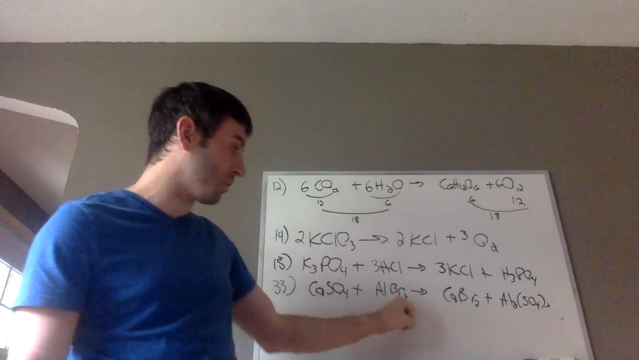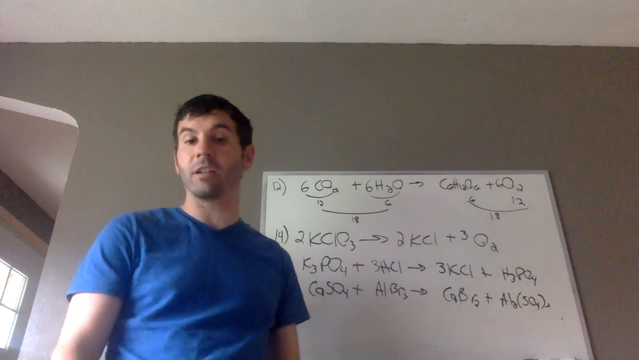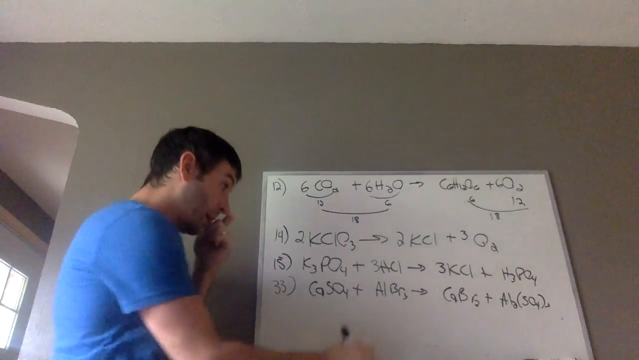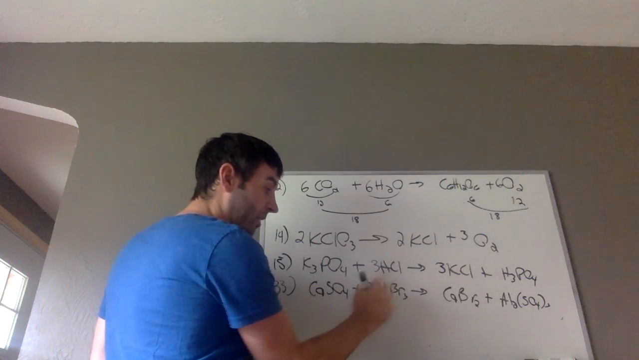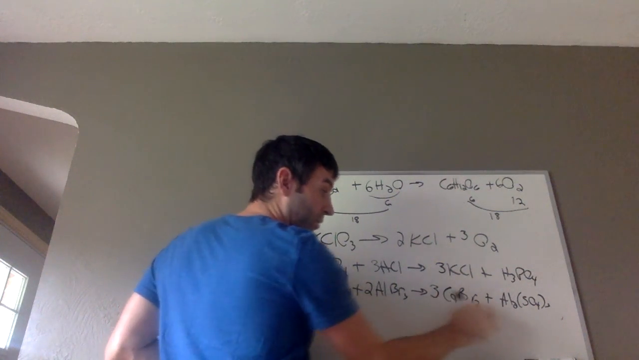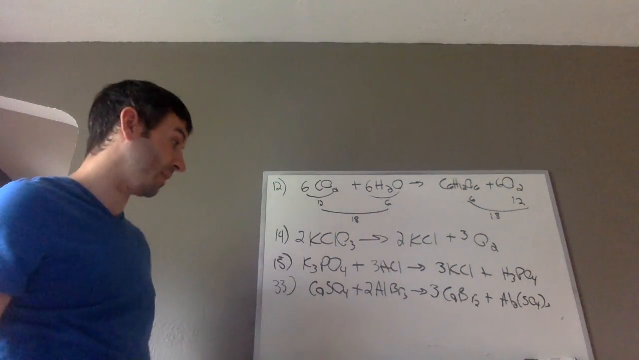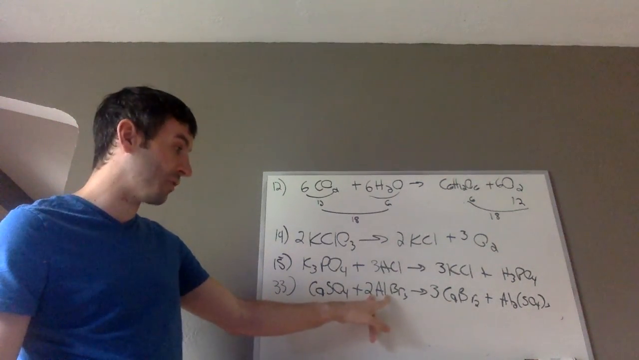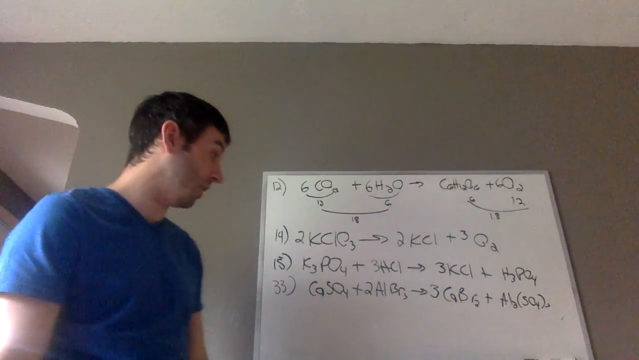I immediately noticed I have 3 bromines here and 2 bromines here. Just like we did in this problem up here, I need to find the lowest common denominator, which is 6. So I need to add a 2 here, so I have 2 times 3, 6 bromines. And I need to add a 3 here, so 3 times 2, I have 6 bromines. Now, I'm just going to look at aluminums. I have 2 here, I have 2 there, I'm good.